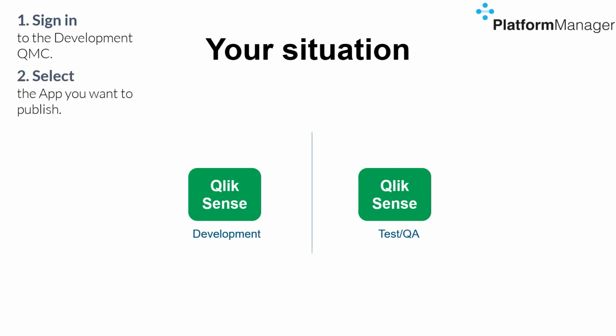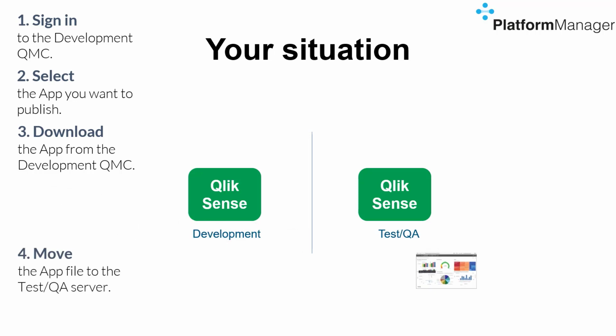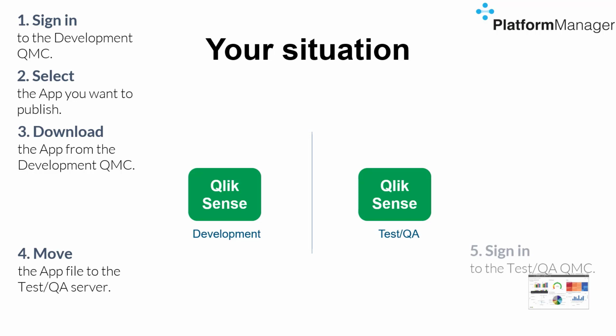Then you have to select the app you want to publish. The next step is that you need to download the app to your file server. And of course, you need to move or copy that app to the test QA server. I deliberately say move because if you copy it, you also leave the old version on the development environment. And that makes the risk of uploading a different version than the one that you've downloaded even bigger. So then you need to go to your test QA server and you need to sign into the QMC on that server.